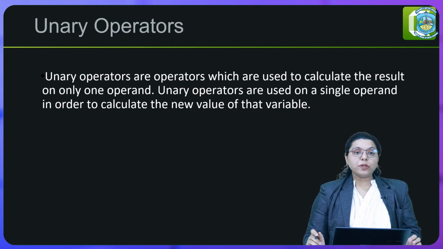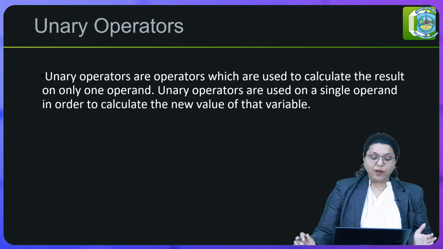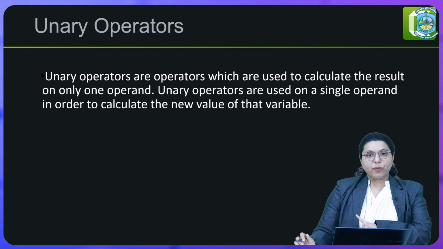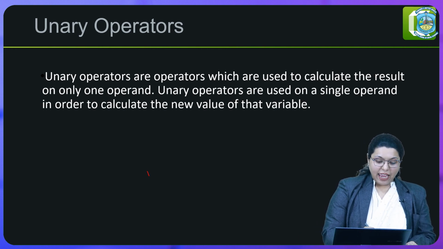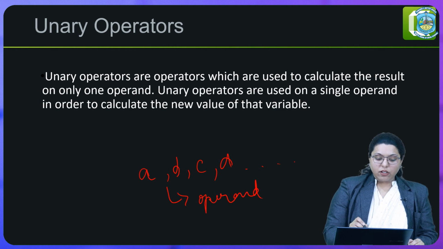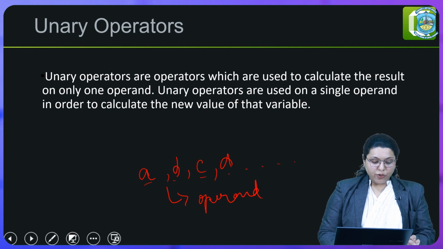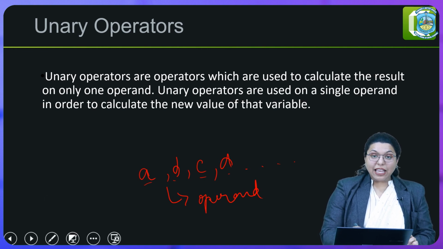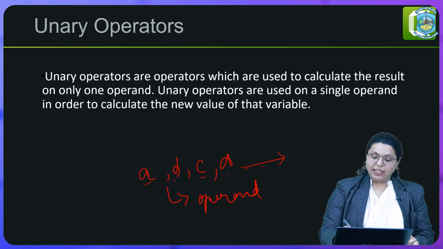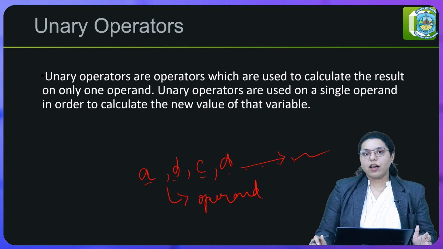Next concept is unary operators. What are unary operators? Unary operators are those operators which are used to calculate the result on only one operand. What is an operand? Operand is A, B, C, D. All these are my operands. A unary operator is calculated on only one operand. I will explain unary operators in detail in the next class: what they are, what the types of unary operators are, and how they are used.